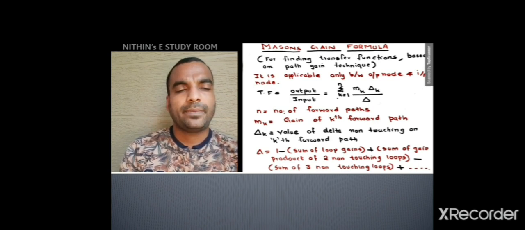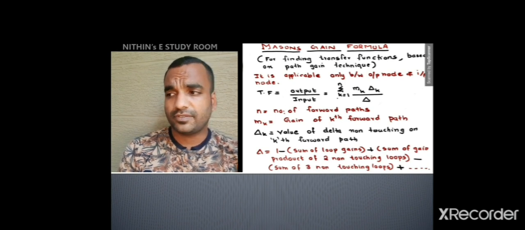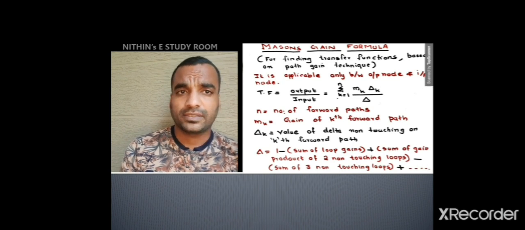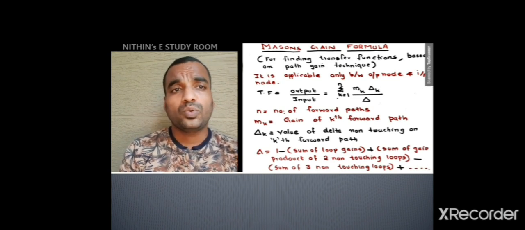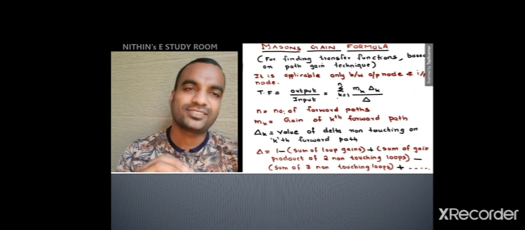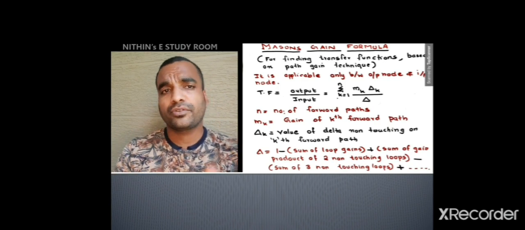Now mk is equal to gain of kth forward path. Kth means if it is the first forward path, we have to write m1, that is the gain of first forward path, like that. Del k is equal to value of delta. Up to the moment you don't know delta, so leave it, whatever it may be. First you have to find delta, then you have to find del k.